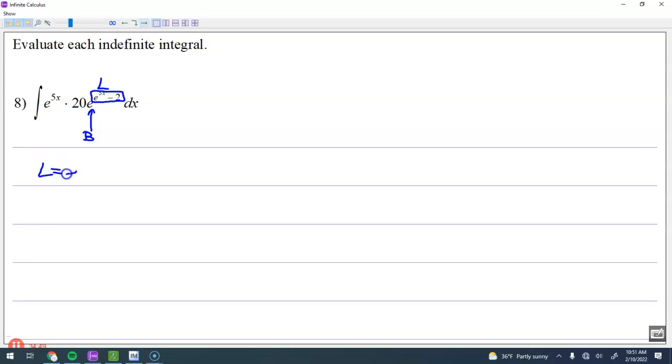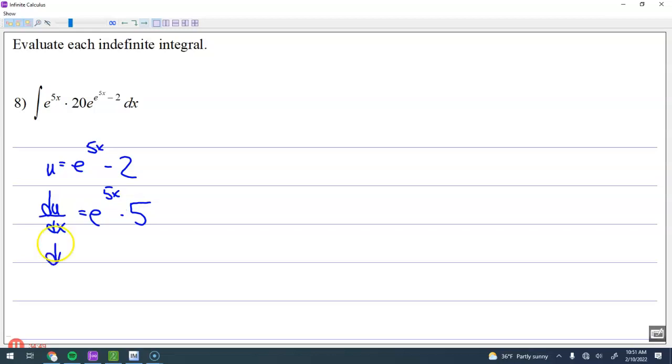So my little is e to the 5x, and then that minus 2 is like down on this level. So u is equal to e to the 5x minus 2. du over dx would be e to the 5x times 5, right? So du equals 5e to the 5x times dx. So I've got my e to the 5x, I've got my dx. But I'm supposed to have a 20.